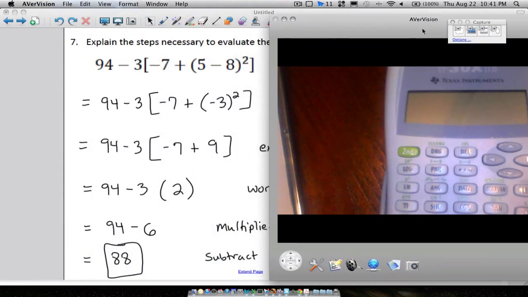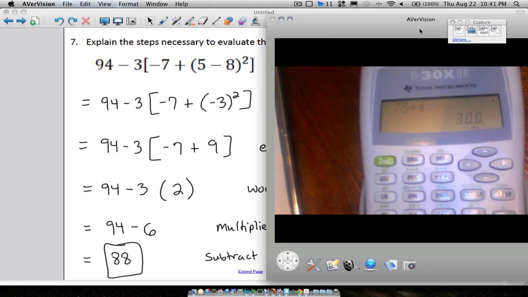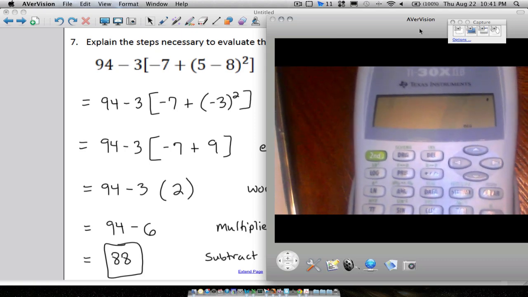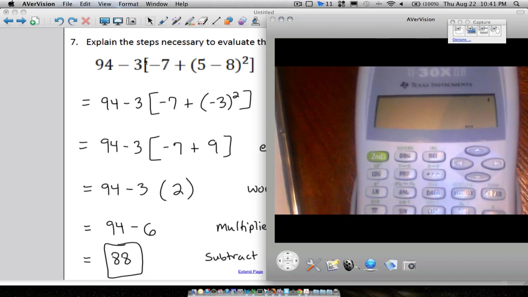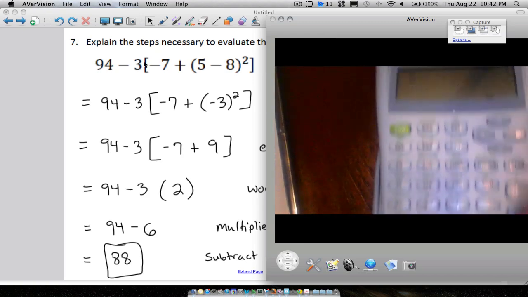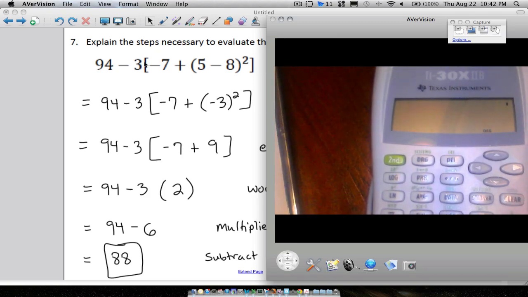All right. So I'm going to type this in, but there is no bracket on this calculator, so I'm just going to use parentheses for that. So I'm going to type this in exactly like I see it, and it's going to spit out 88. But again, you have to show these steps as you're working this problem out. Otherwise, you will not receive full credit because it does say explain.